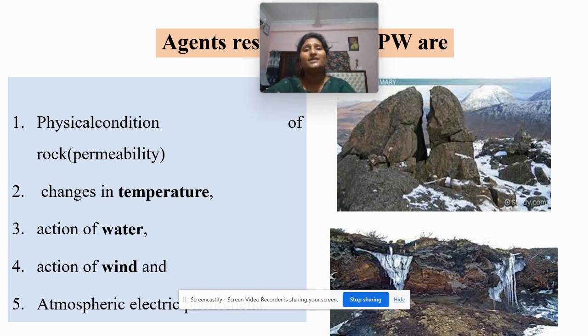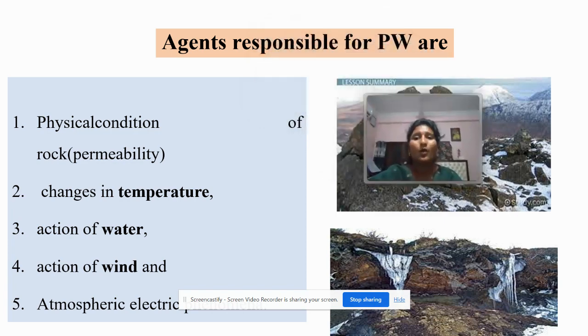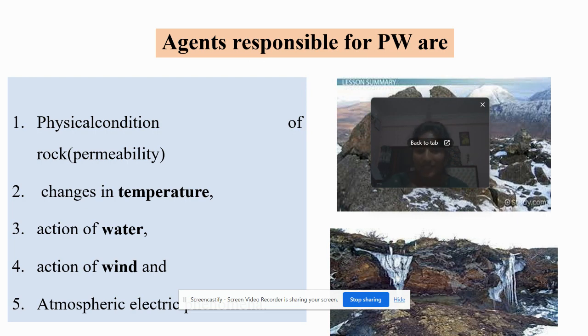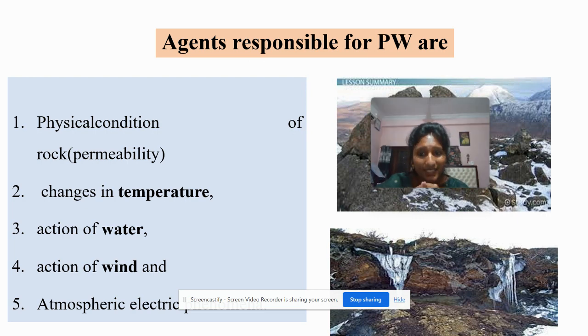Moving on to the agents responsible for physical weathering. What are the agents? The physical condition of the rock, that is permeability of the rock, whether the rock is permeable to water or not, changes in temperature, action of water, action of wind, atmospheric electric phenomena. These are the agents of physical weathering. Due to temperature, the rock is broken.